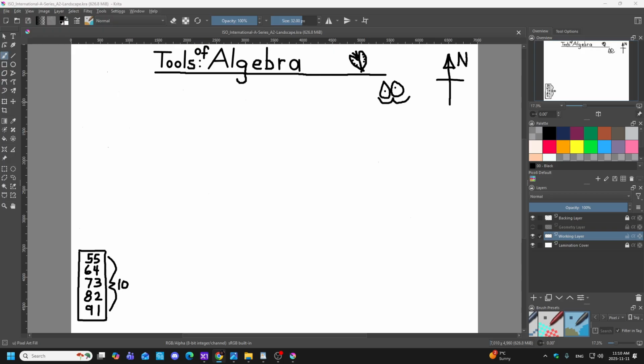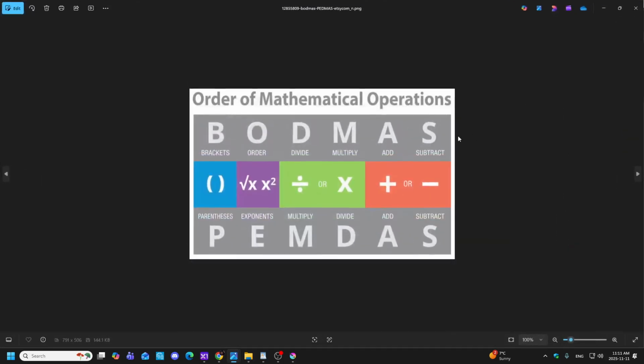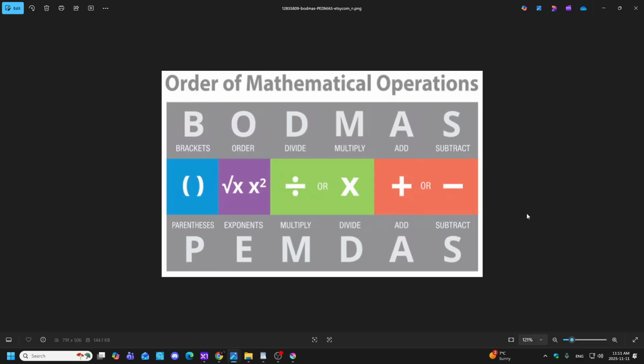Now I have a visual for you. Let us bring it up. Order of mathematical operations. You'll commonly hear it called BODMAS or PEMDAS, and BODMAS would be another one. It's all the same. It truly is. B is for brackets. P is for parentheses. They're the exact same thing.